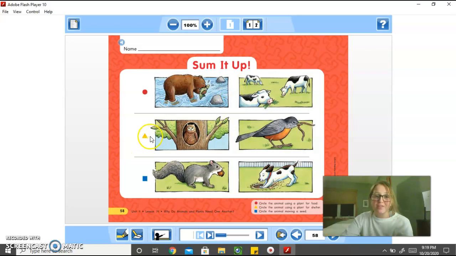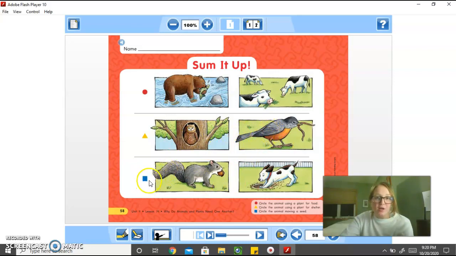Okay, now look at the yellow triangle row. We have an owl and a bird and a worm. Circle the animal, so either the owl or the bird, circle the animal using a plant for shelter. Remember, a shelter is what? It's a home. So which animal is using a plant for shelter? Keep it in your mind. Do it on your paper. Okay. You should have circled one of these two, either the owl or the bird.